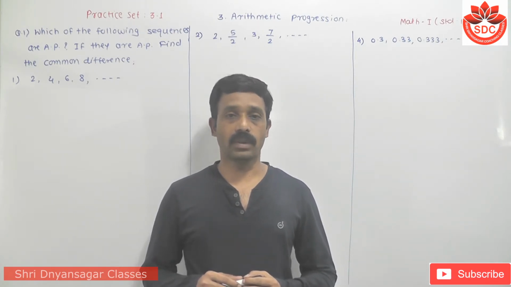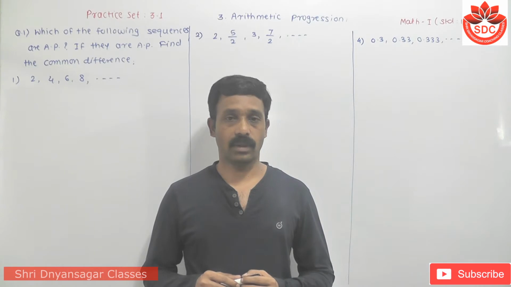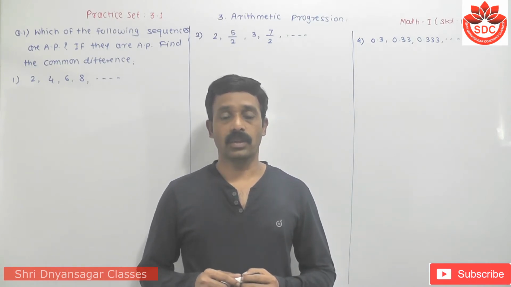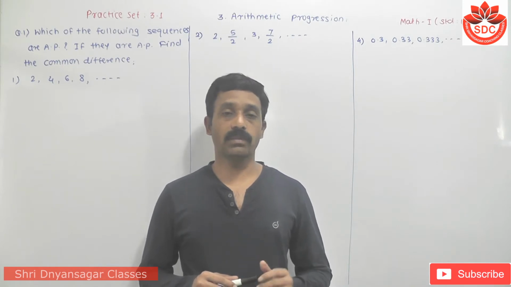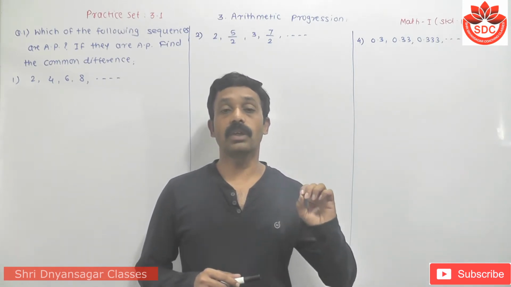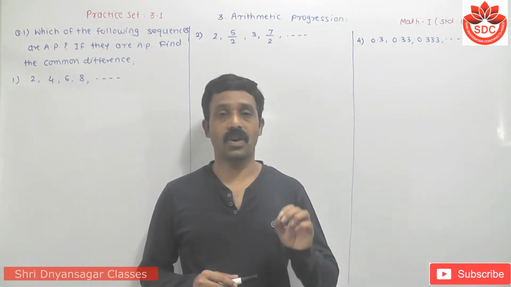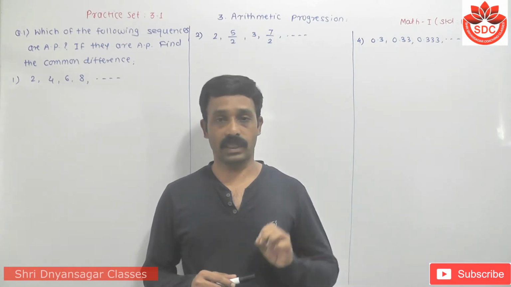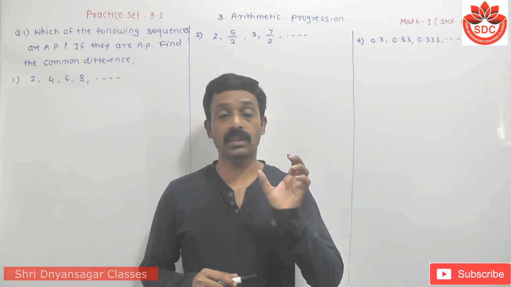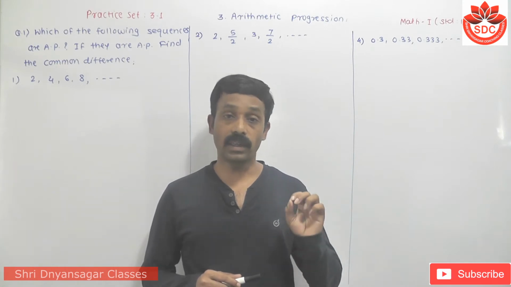Today we discuss practice set 3.1 of the chapter Arithmetic Progression of Mathematics Part 1, Standard 10. After this we discuss what is meant by arithmetic progression. If the difference between any two consecutive terms is constant, then it is called an arithmetic progression. This constant is denoted by d, which is called the common difference.